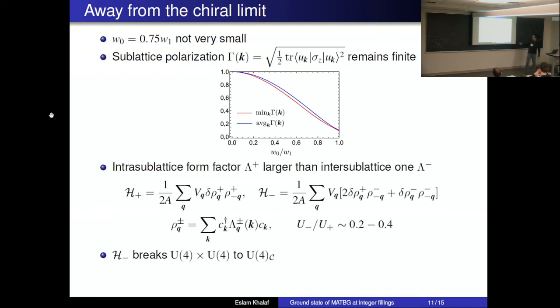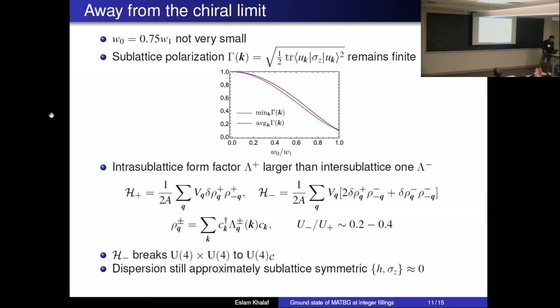This new piece of the interaction breaks the U4 times U4 symmetry to a different U4 subgroup. So the dispersion broke the U4 times U4 symmetry to one U4 subgroup, and this piece breaks the U4 times U4 to a different U4 subgroup. And the intersection of these two U4 subgroups is actually the physical symmetry, which is U2 times U2. One other observation is that the dispersion is still approximately sublattice symmetric. Roughly, because it's a Dirac dispersion, sigma x kx plus sigma y ky, it still preserves this symmetry, even when we switch on this term.